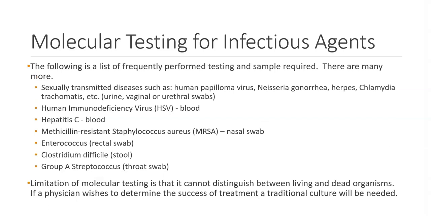The following is a list of frequently performed testing and the sample required, and there are many, many more. Sexually transmitted diseases such as HPV, Neisseria, herpes, chlamydia, and we can use urine, vaginal, or urethral swabs. Human immunodeficiency virus, that would be blood. Hepatitis C is blood. Methicillin-resistant Staph aureus is a nasal swab, and this is a very common test done in hospitals because you can be a carrier and not know it, and hospitalized patients are very susceptible to this infection. Enterococcus is a rectal swab, Clostridium difficile is stool, and group A Streptococcus is throat swab.